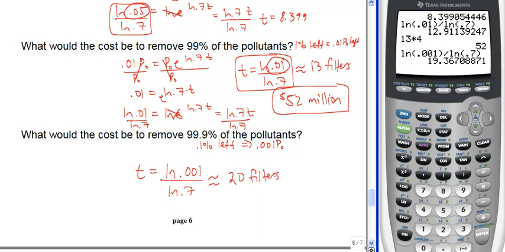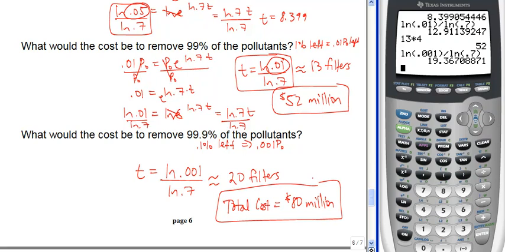Each one is $4 million, so that means the total cost to the city would be $80 million. So even though we just went from 99% up to 99.9%, so only a percentage change of 0.9%, you can see that the cost went up by close to $30 million. Okay?